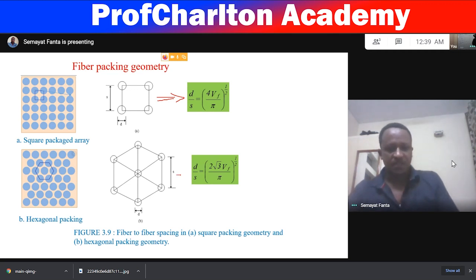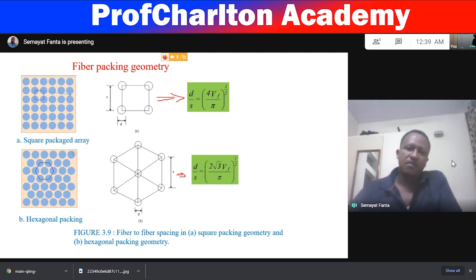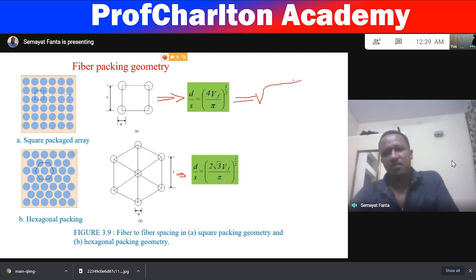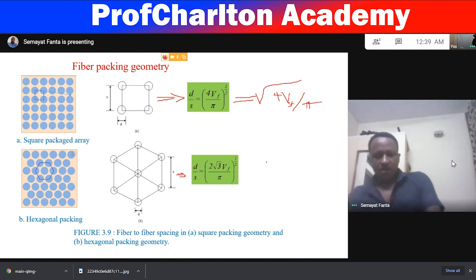And for this case we use this formula. So this is the volume fraction of fiber over pi. 4 times the volume fraction of fiber over pi. 2 radical 3 volume fraction of fiber over pi. That's the whole to the power 1 over 2. Or we can make it a radical of this thing. So we can put it as the radical of 4 VF over pi.